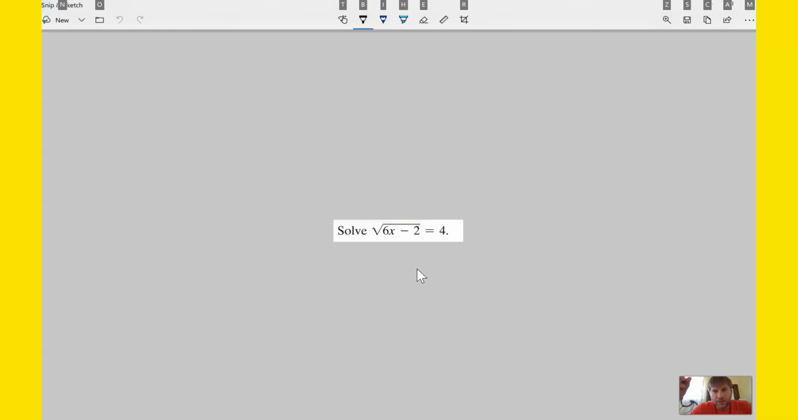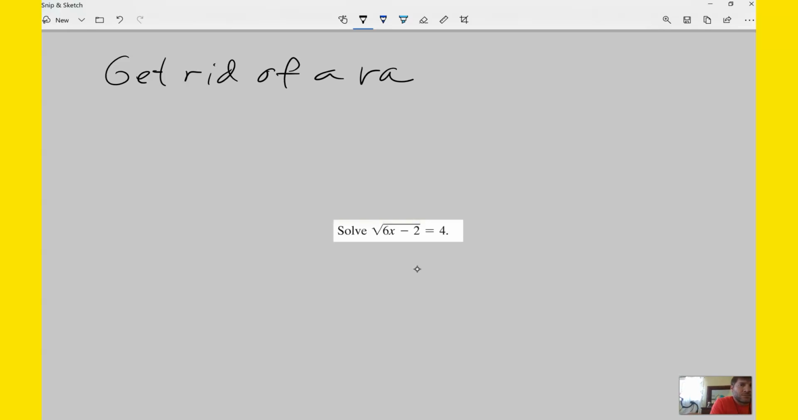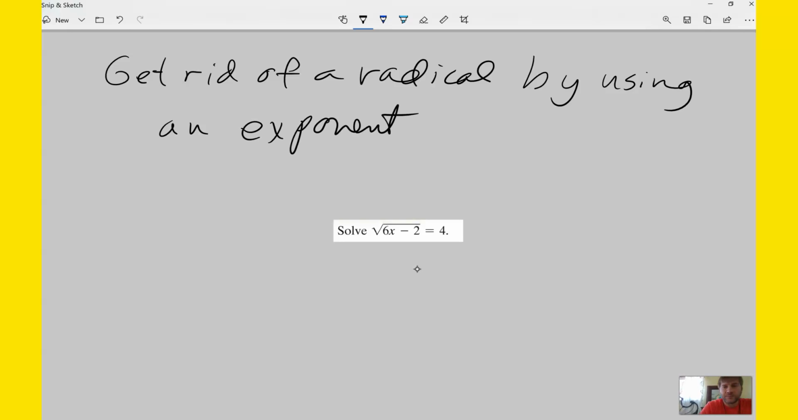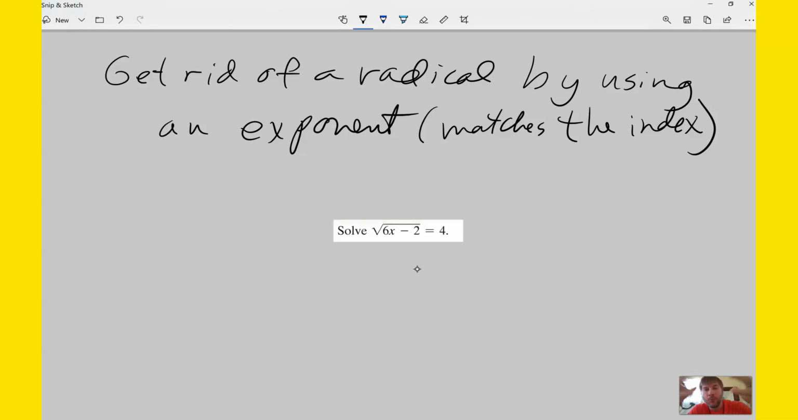The extra skill that you're going to learn in this section, to add to your previous skills, is how to get rid of a radical. You get rid of a radical by using an exponent, and the exponent that matches the index of the radical. Just like adding and subtracting are inverse operations that cancel each other out, and multiplying and dividing cancel each other out, exponents and radicals are inverse operations that cancel each other out.